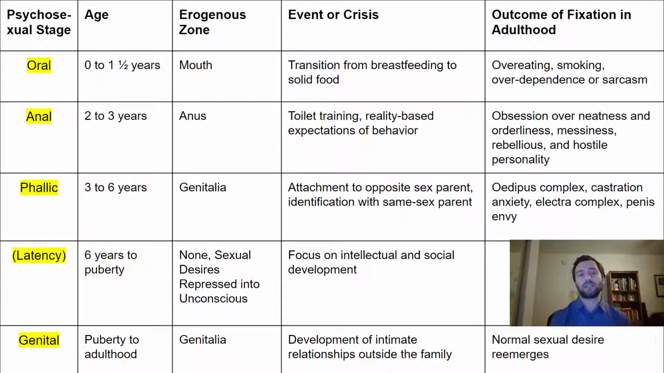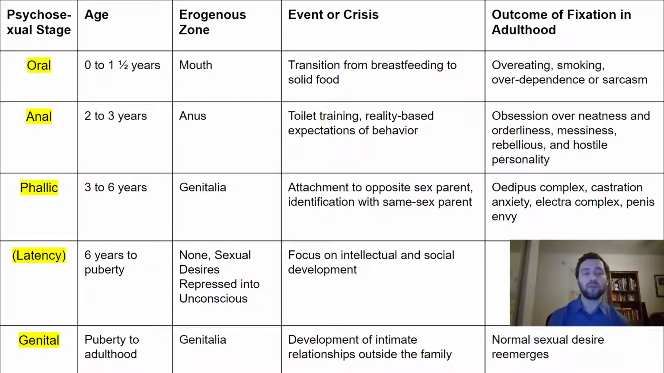Our next stage is called the latency stage, which is basically nothing. There's actually just nothing going on. So from age 6 to puberty, we are in this in-between stage. From here, there are no erogenous zones. He says that sexual desires during this time are repressed into the unconscious, so they're basically held in. The event or the crisis is, there isn't one, right? We are focusing on intellectual and social development, so these other things are not developing.